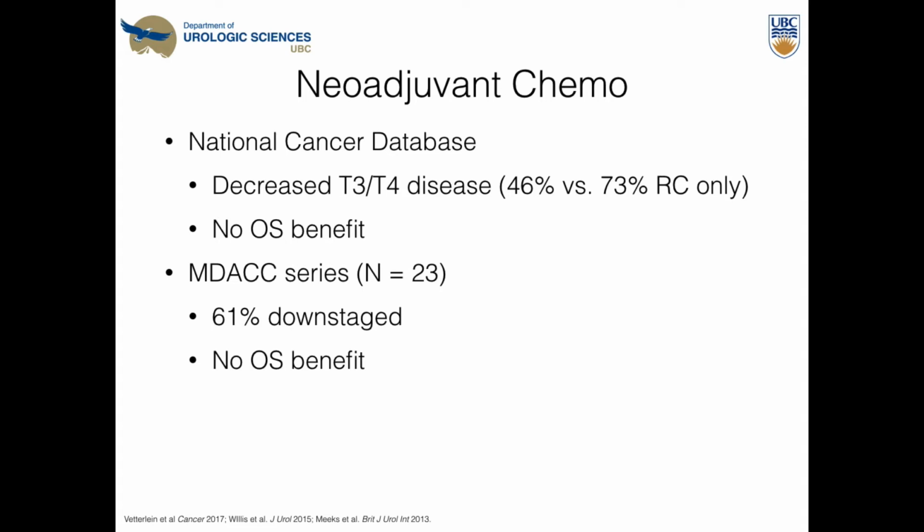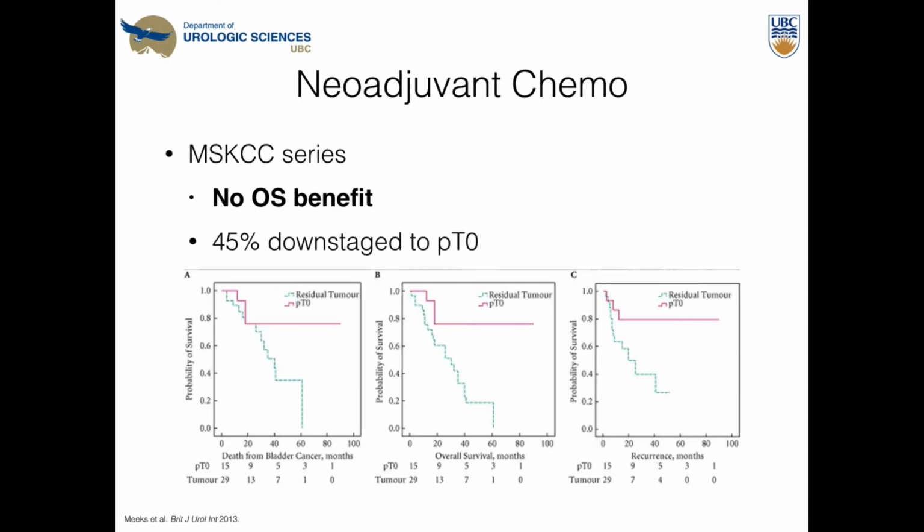However, there was not a statistical overall survival benefit. Similarly, MD Anderson had a small series of 23 patients. 60% of those patients were downstaged at the time of cystectomy, which is a surrogate marker for response to chemotherapy. But again, small study, no overall survival benefit. Memorial Sloan Kettering, again, no survival benefit, but 45% of their patients were downstaged to pT0 at cystectomy. And they examined this particular pT0 group and actually found significant benefits in overall survival, cancer-specific survival, and recurrence.